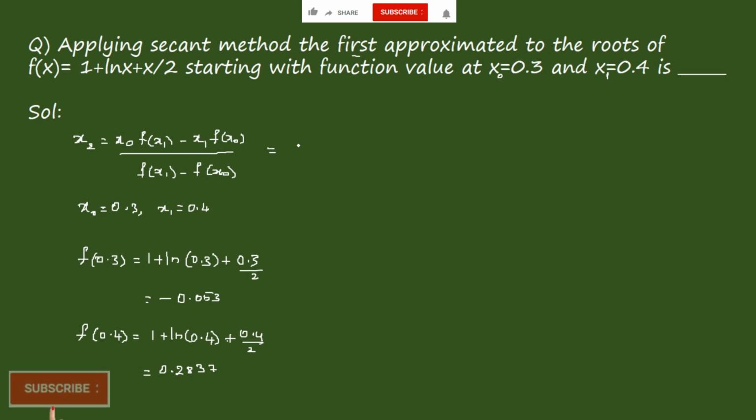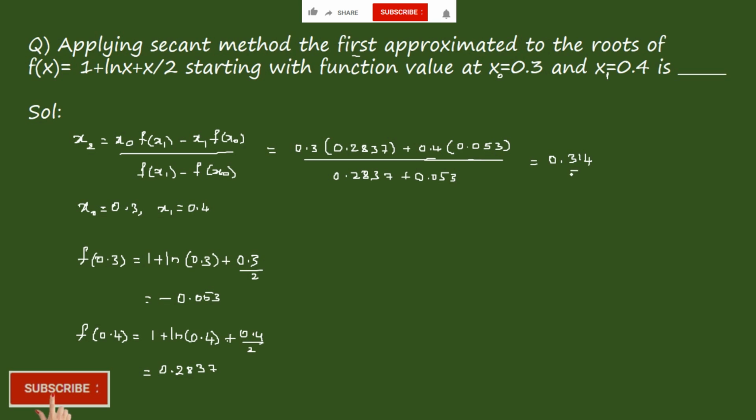So just substitute the values here. We get 0.3 into 0.2837, minus minus gets cancelled so it becomes plus 0.4 into 0.053, whole divided by 0.2837 plus 0.053. Just substituting the values, you get 0.314. The answer is 0.314.